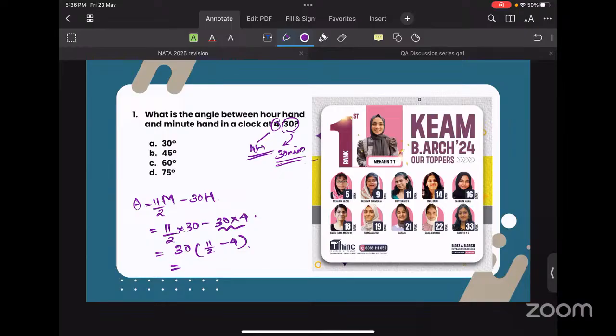Or even you can say 11/2 is 5.5. This is all for mental calculation. 5.5 minus 4 is 1.5. So it will be 30 into 1.5, that is 45 degrees. Got it? Finding 30 into 1.5 is easy, because it means 30 plus half of 30, which is 15. This is how I reached it. For mental calculation, you can use these shortcut methods. Option B.